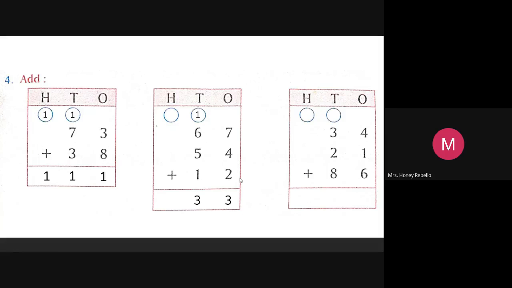You have to write only 3 down. Don't worry, you can do it later. And the 1 will go up. Bring down 1.